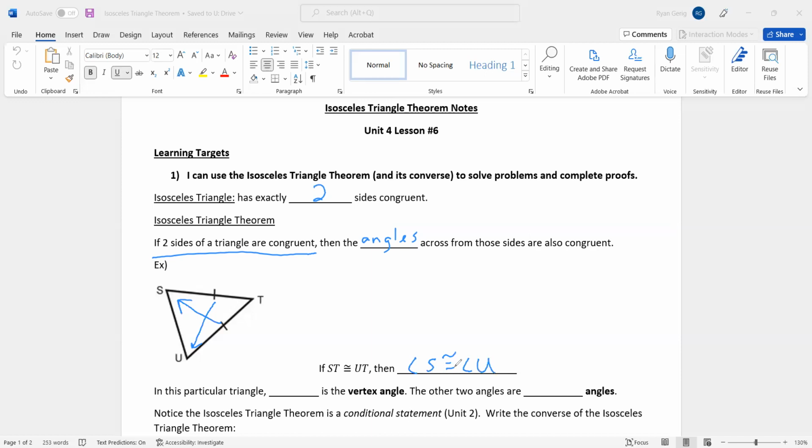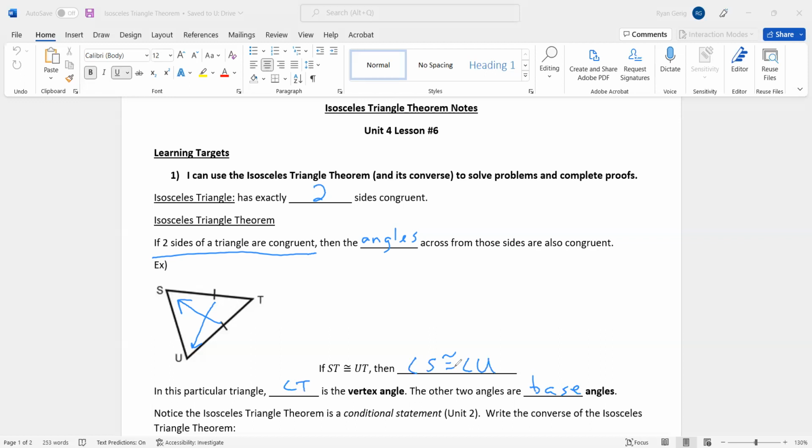In this particular triangle that I have here, STU, there's two different types of angles. There's vertex angles, and then there are base angles. Every isosceles triangle has one vertex angle and two base angles. The vertex angle is angle T in this case. It's the one that's between the two sides that are congruent. The other two angles are base angles. Those are the ones that are congruent.